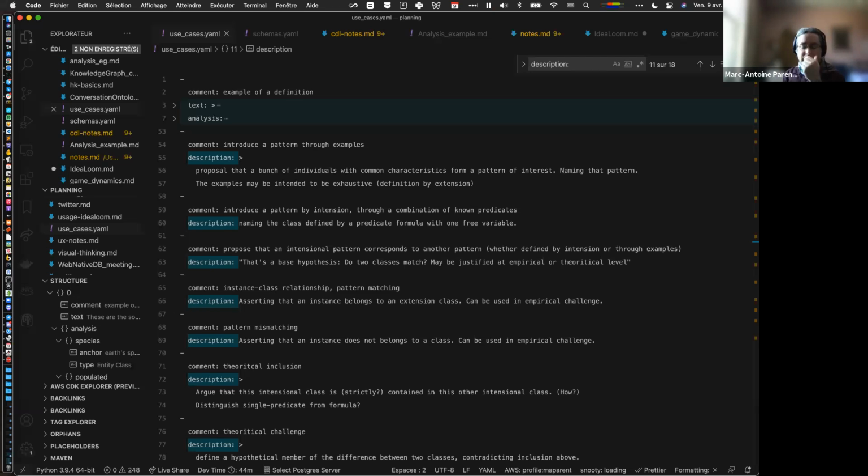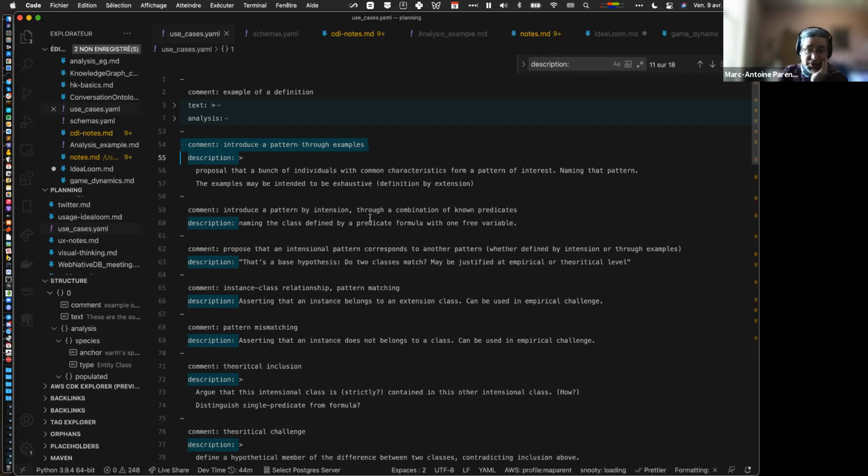Okay, so, I think this and that, and this is what I call introduce a pattern through examples. I think this and this and this individual belong to a class that's relevant to a claim. I want to name that class. I don't know what the common properties are yet, but I think it's valid for me to introduce the class before I have predicates to define it. Maybe the definition is exhaustive, maybe it's just examples, that shouldn't matter.